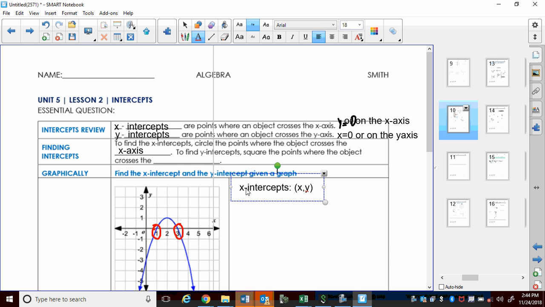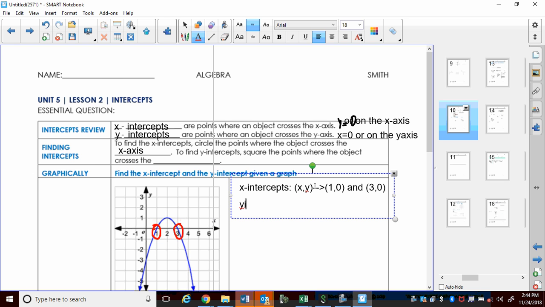X-intercepts, right? And these points map onto, that's what the arrow means if you can't remember. One of the points is 1, 0. And the other point is 3, 0.